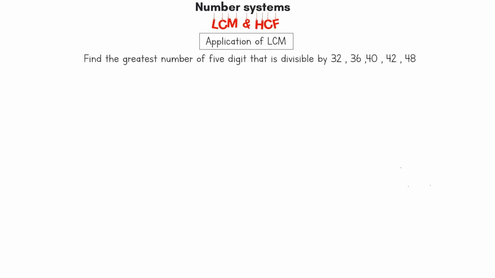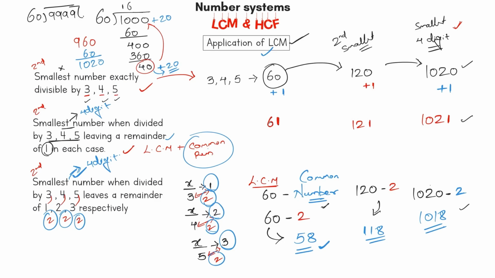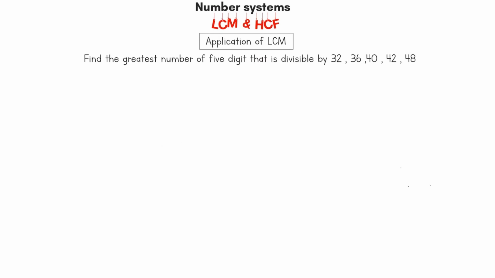So what is this actually? This is what we studied in the previous problem. Smallest number exactly divisible by 3, 4, 5. So we found out the LCM of 3, 4, 5. That was 60. From the LCM, you can find anything that you want. So instead of 3, 4 and 5, I give you these big numbers 32, 36, 40, 42 and 48. I'm just replacing the smaller numbers by these big numbers, but the concept here is the same.